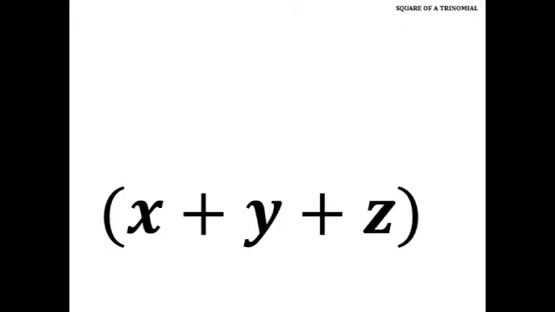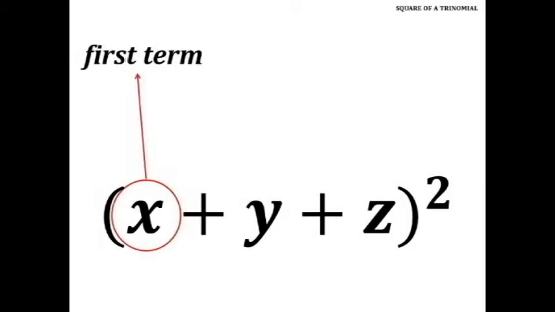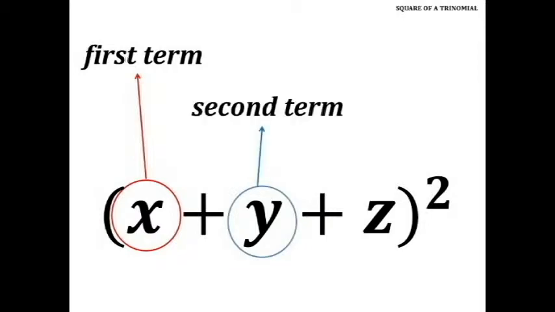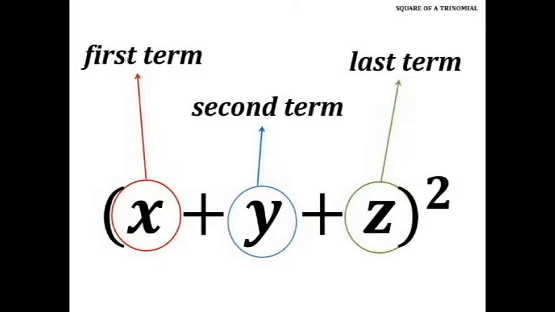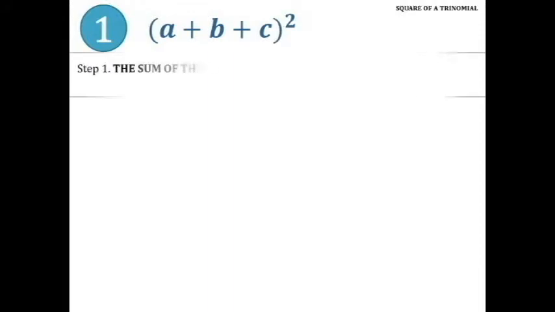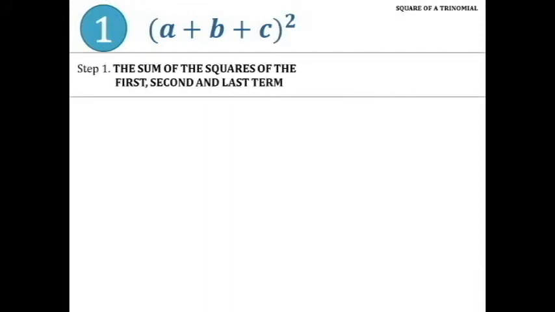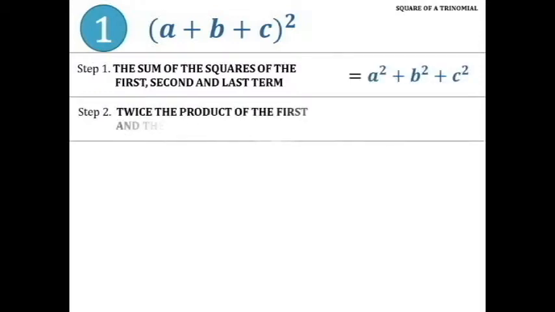A trinomial consists of three terms. In this expression, x plus y plus z quantity squared, x is what we call the first term, y is our second term, and z is the third term or the last term. For our first example, a plus b plus c quantity squared. The first step is to get the sum of the squares of the first, second, and last terms, which are a, b, and c respectively. So we get a squared plus b squared plus c squared.